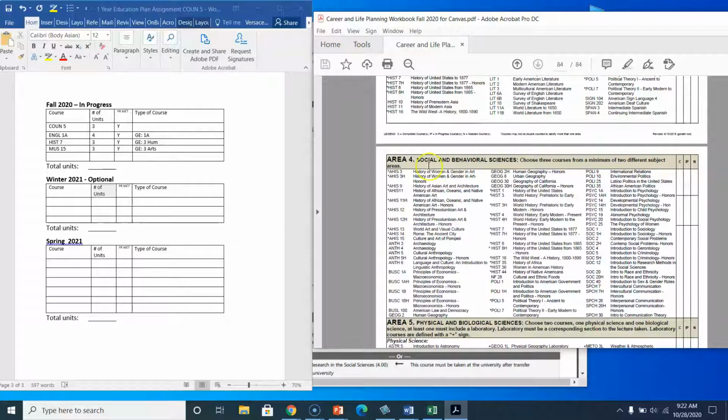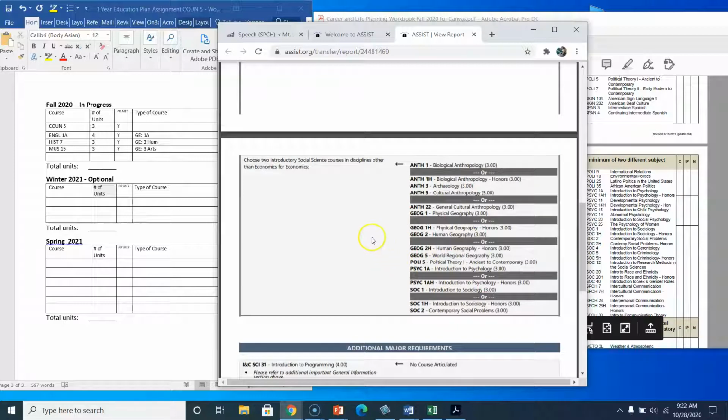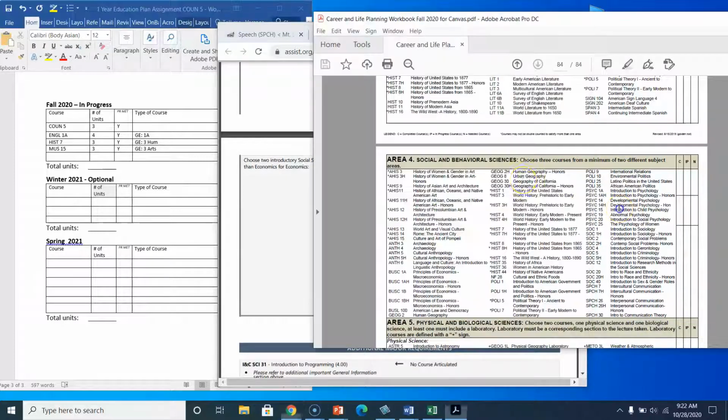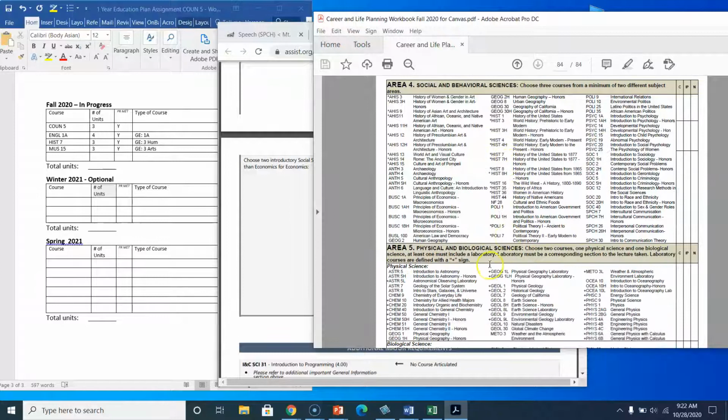All right, here's social and behavioral sciences. So look, I see economics is here. I see history. I see political science and psychology. A bunch of these classes I can tell are going to double count in the social and behavioral sciences. So I don't want to pick these at random. I want to pick a class that will double count for both.